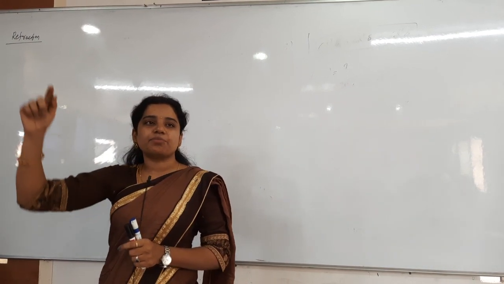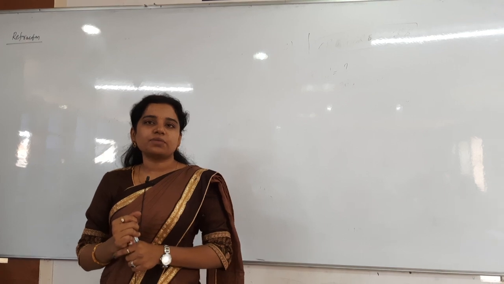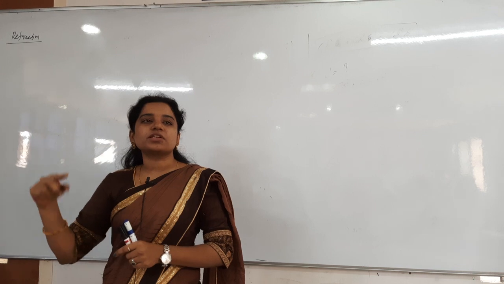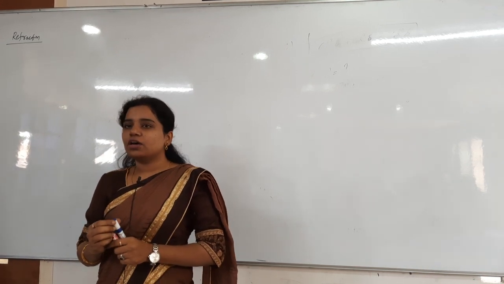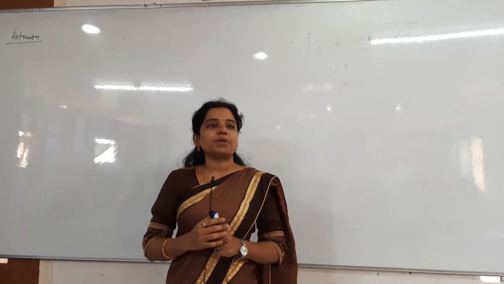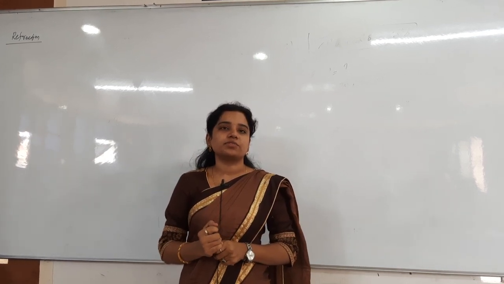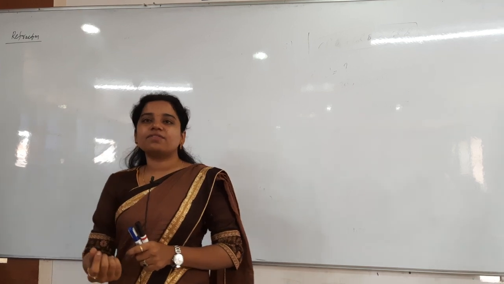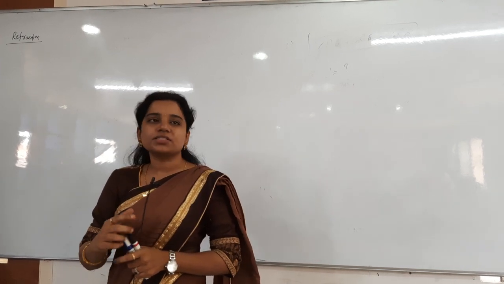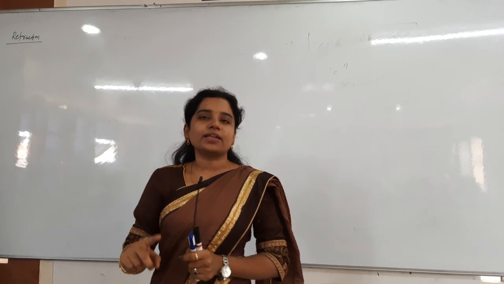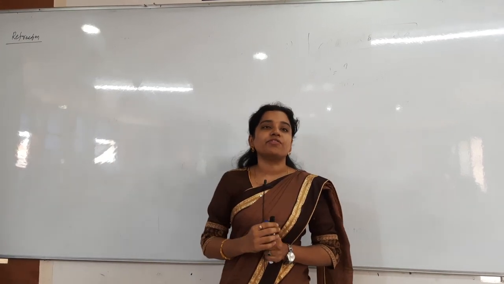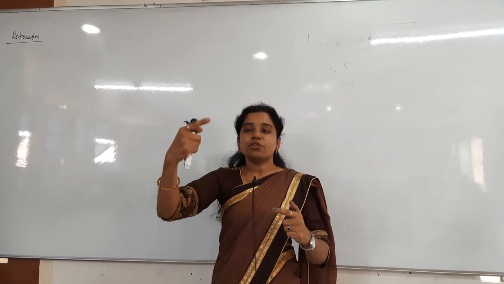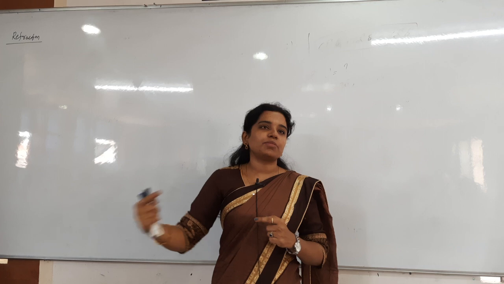For example, if I say mu 21, what is the formula? Mu 21 is mu 2 by mu 1. Mu 21 is equal to the reciprocal of mu 12. And also, mu is inversely proportional to the velocity. Whenever the medium becomes denser, the velocity decreases. Mu is inversely proportional to velocity, and velocity is directly proportional to the wavelength. So we got mu 2 by mu 1 is equal to V1 by V2, that is equal to lambda 1 by lambda 2.